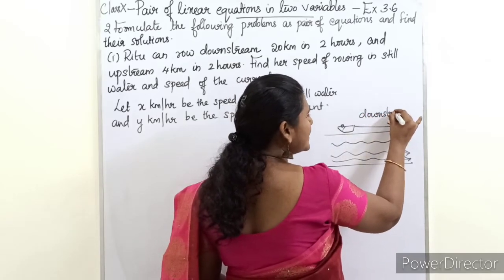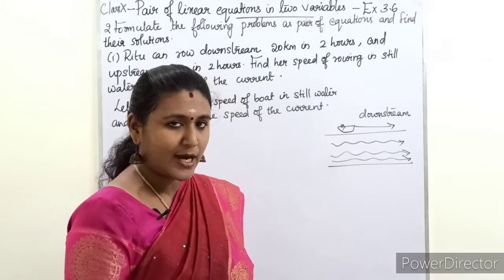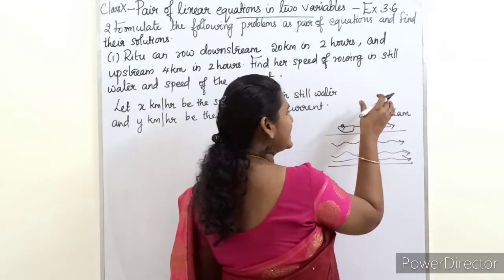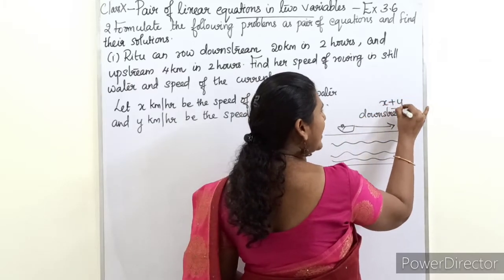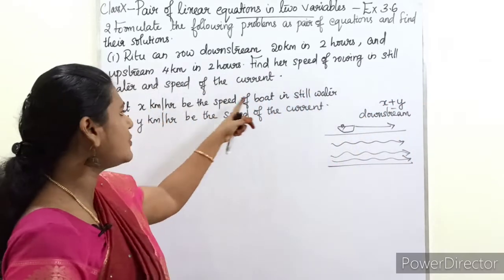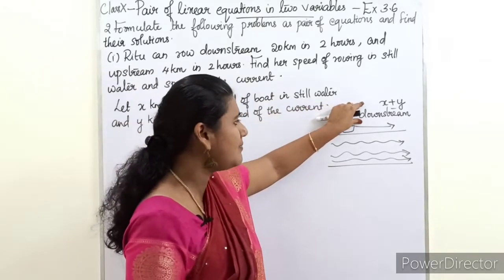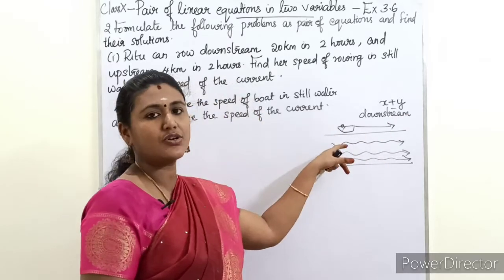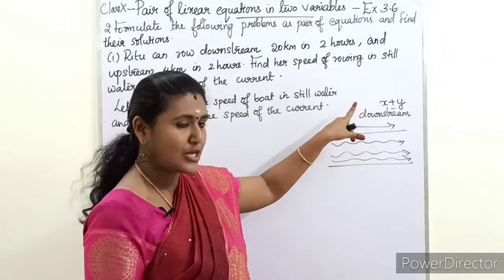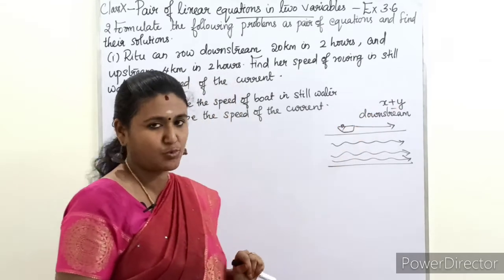So if the boat is moving in the same direction of the stream, we will call it downstream, and in this case the speed of the boat downstream is x plus y. Where x is the speed of the boat in still water and y is the speed of the current. In downstream the speed will increase because we are moving in the same direction of the stream. So the speed will naturally increase. So the speed of the boat downstream is x plus y.